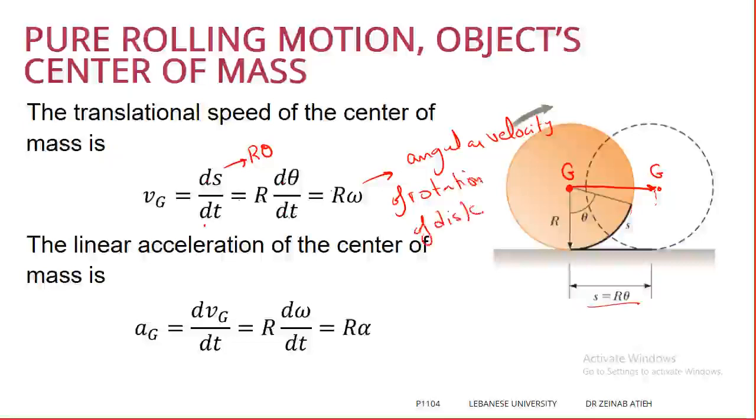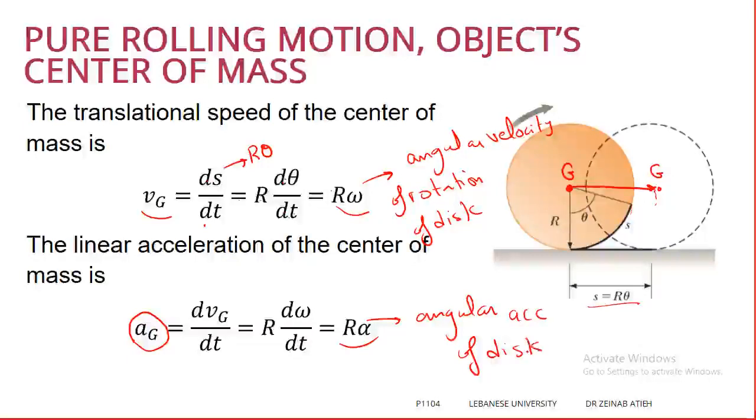Okay, so the angular velocity of rotation of the disk. If I take Vg equals R omega and derive again, I get AG, the acceleration of the center of mass; taking the derivative gives R alpha, where alpha is for sure the angular acceleration of the disk. So Vg, the speed of the center of mass, and the acceleration of the center of mass are related to the angular velocity and the angular acceleration of the disk.